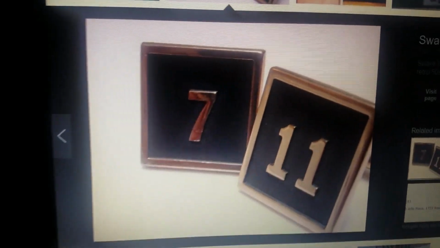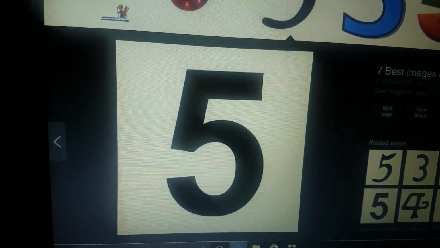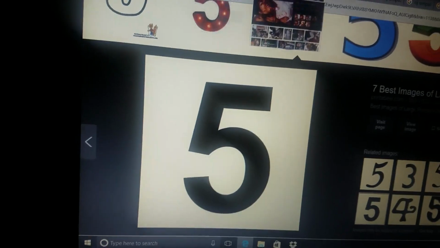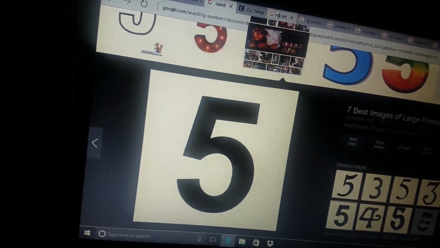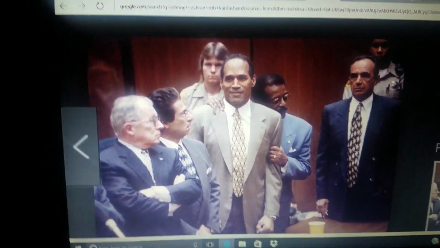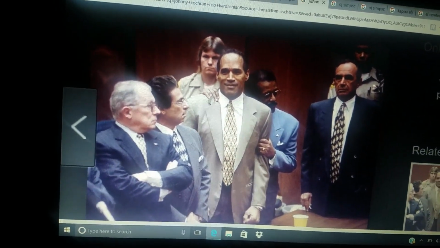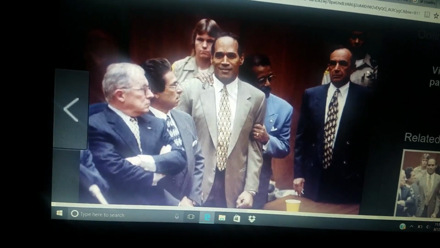The 3 numbers that are deeply connected with this man are 7-11, 13, and the number 5. O.J. Simpson, after he was acquitted in 1995, 9-5 is 14, which is 5 again.